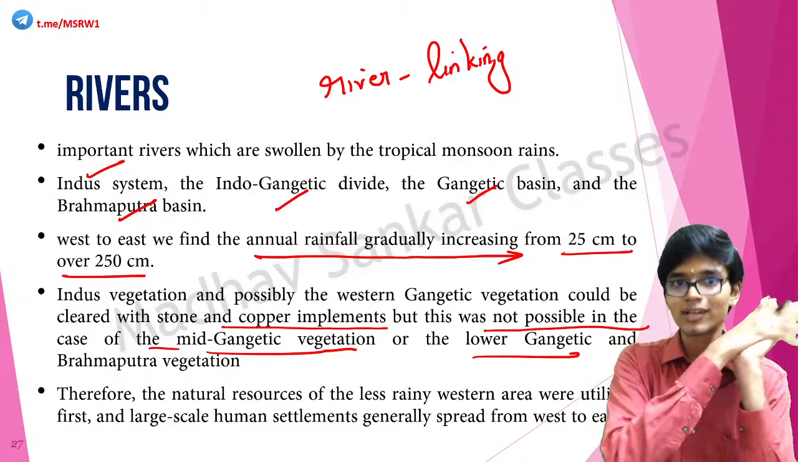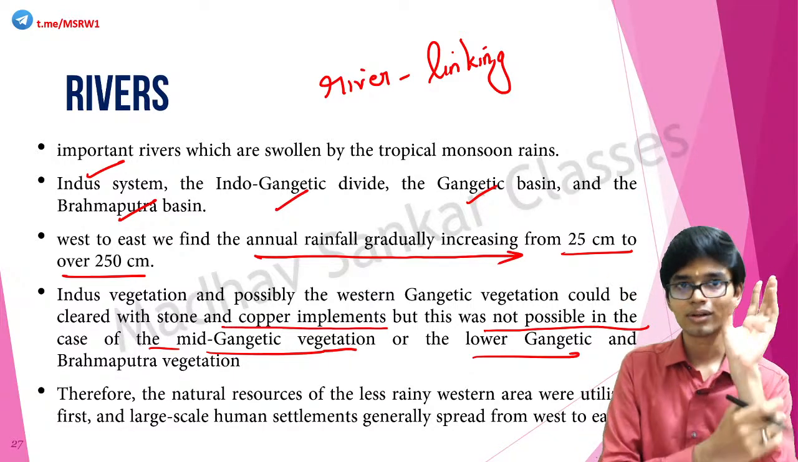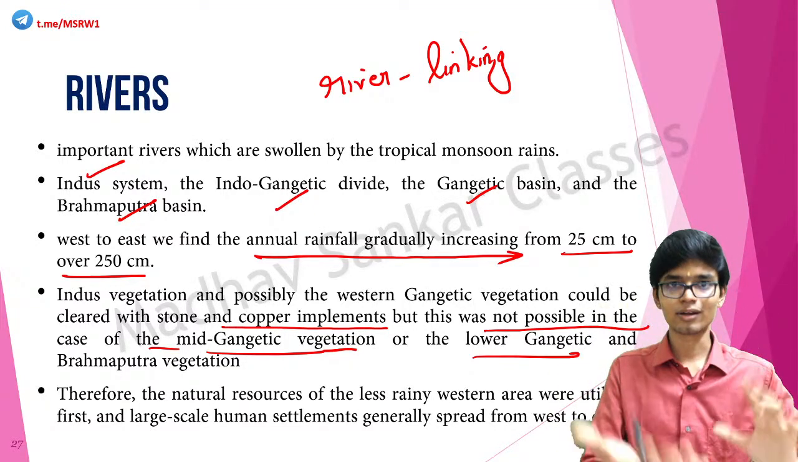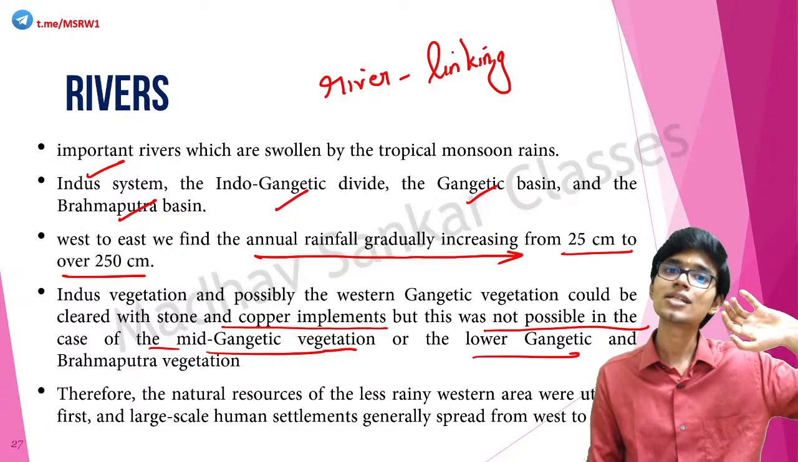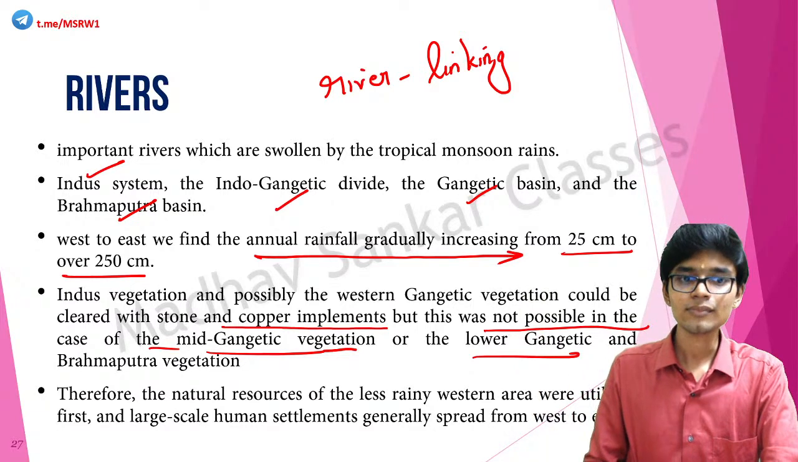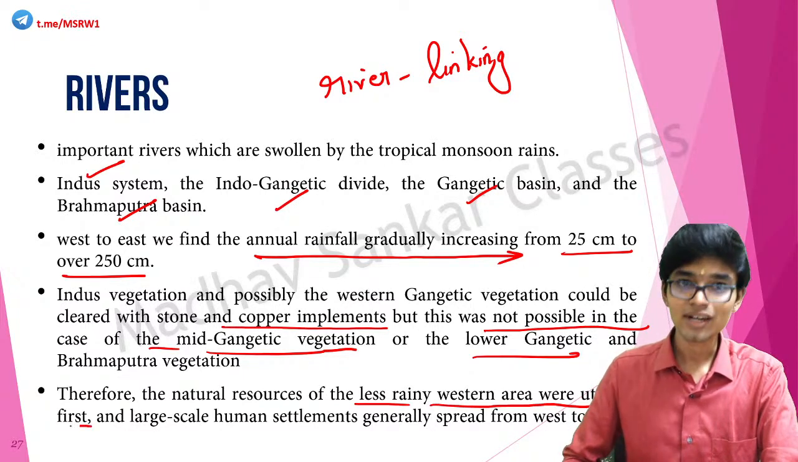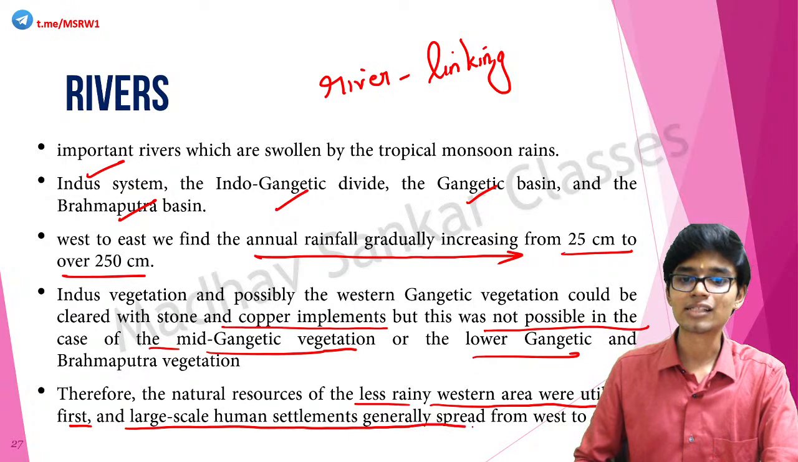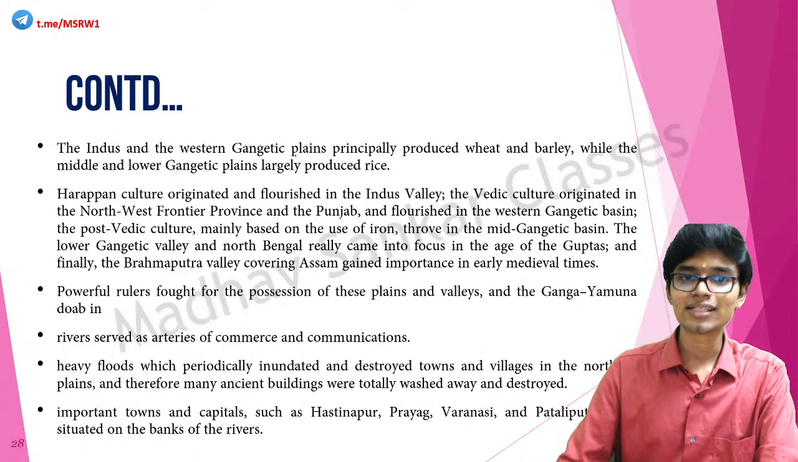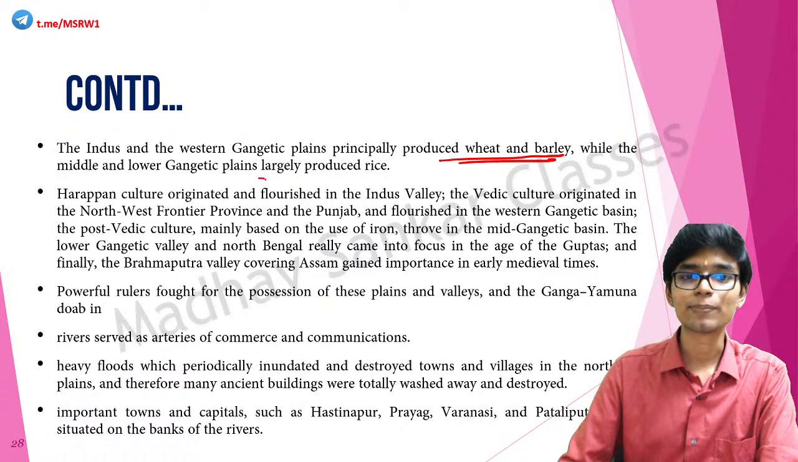But in the northwest, in the Indus river system, or in the Indo-Gangetic divide, it is easier to clear forests and settle down. This is one of the reasons why most of the civilizations or human settlements in those times were seen towards northwest India rather than northeast or eastern India. Therefore, natural resources of the less rainy western area were used first, and large-scale human settlements generally spread from west to east. The Indus and the Western Gangetic plains principally produced wheat and barley, while the Middle and Lower Gangetic plains largely produced rice.